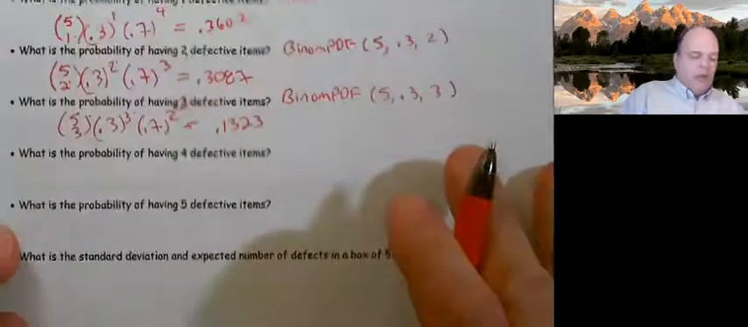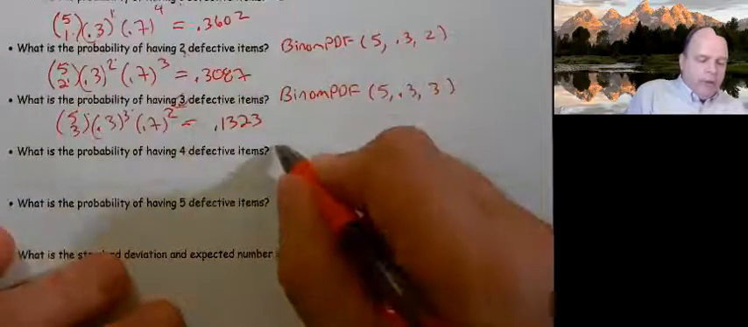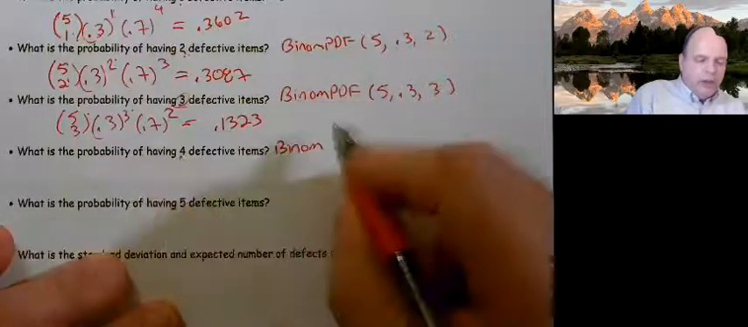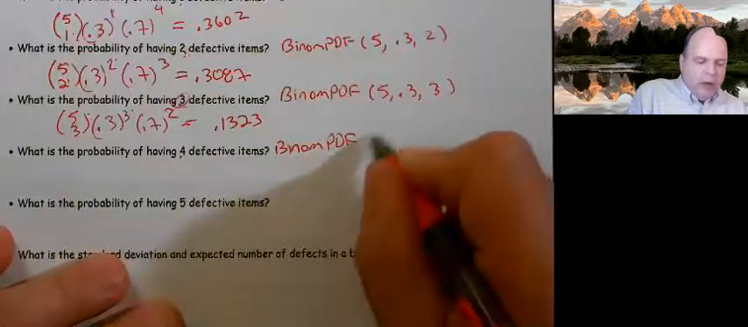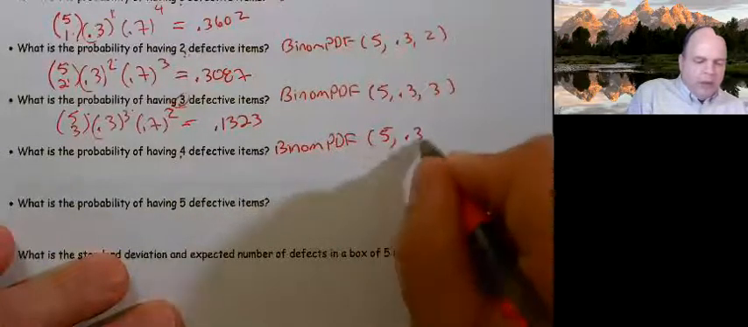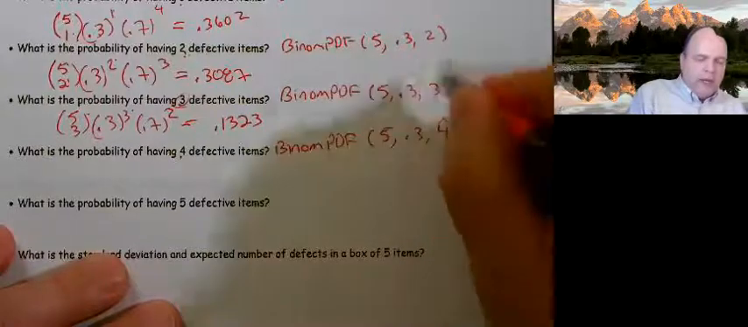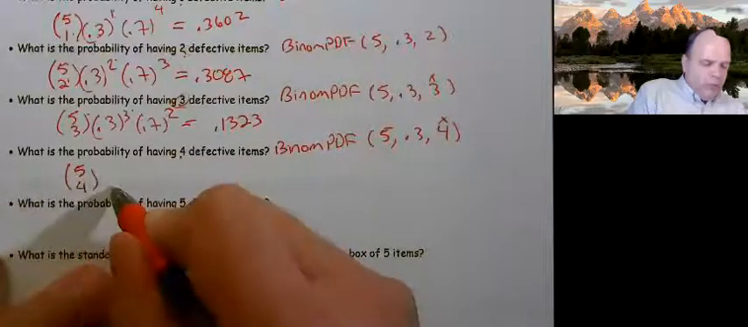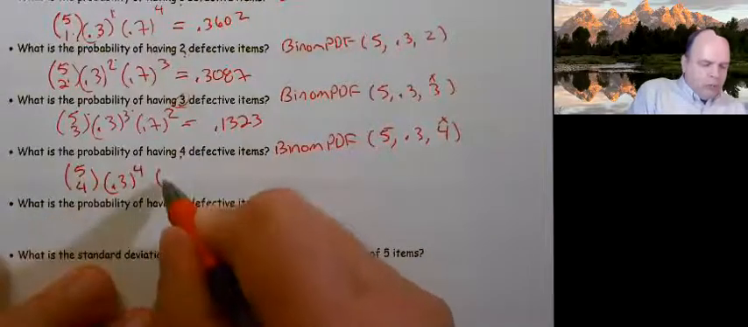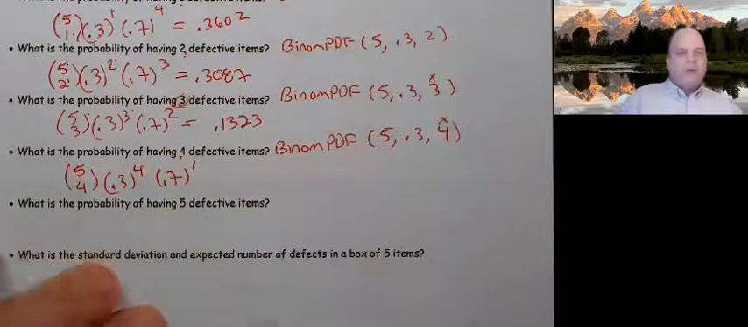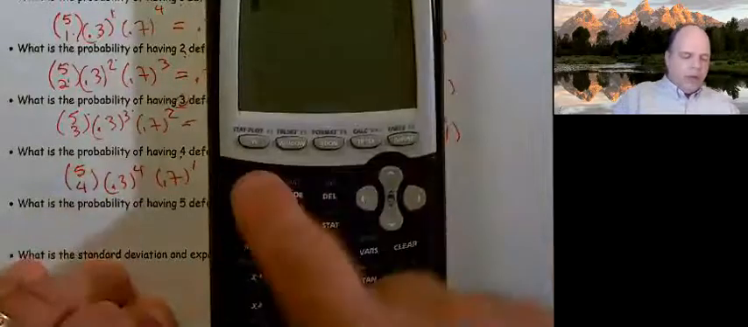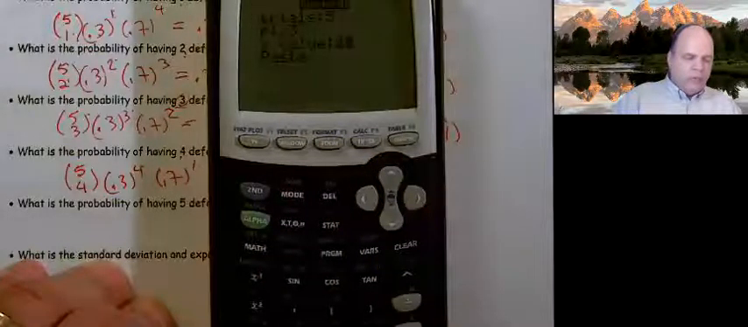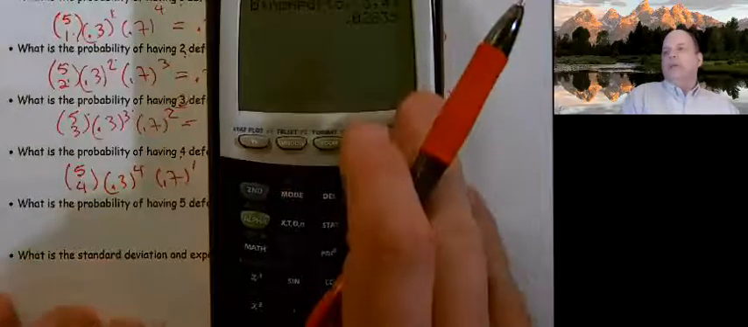4 defective items. Okay, once again, we still have 5 bulbs. We have a specific number of trials. This makes it a binomial. Right there, we have a singular value, so this makes it a PDF. 5, 0.3, fourth trial. These are my x's. All right. So 5 choose 4, 0.3 to the fourth, 0.7, 5 minus 4 is 1. Second vars, binomial PDF, change this to a 4. 0.0283.